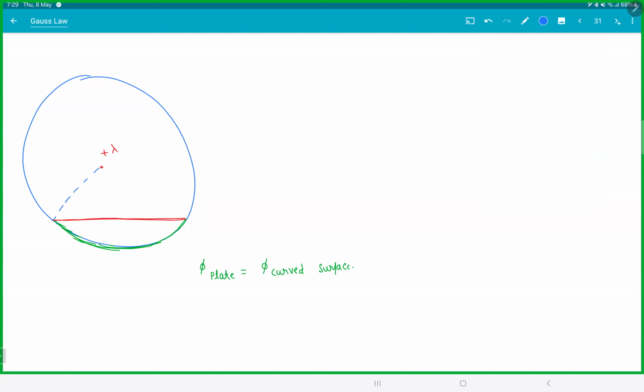And from here, if you look at this thing, this was root 3 a by 2 and this was a by 2, meaning this angle was 30 degrees and this angle was 30 degrees. You're done, right? Ask yourself, for a full cylinder, what is the flux? For a full cylinder, the flux will be charge by epsilon and the charge will be lambda into L, so lambda L by epsilon. So for 360 degrees, you have lambda L by epsilon. For 60 degrees, how much flux you will have? 1/6 of it.